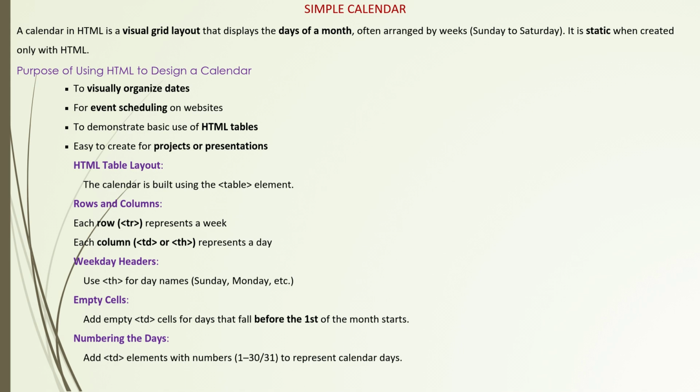HTML table layout. The calendar is built using the table element. Rows and columns. Each row represents a week. Each column represents a day. Weekday headers. Use th for day names. Empty cells. Add empty td cells for days that fall before the first of the month starts. Numbering the days. Add td elements with numbers to represent calendar days.